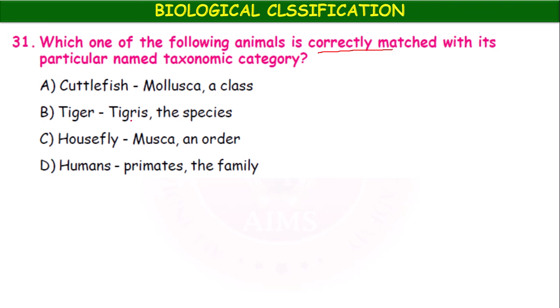Tiger, tigris is the species, so this is the correct one. Remaining all, this is the phylum mollusca. Okay, Musca is the generic name. Okay, the primates, the human beings belong to the Hominidae family.